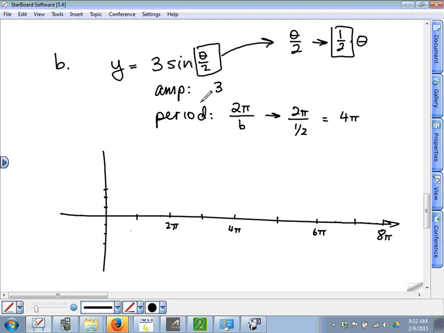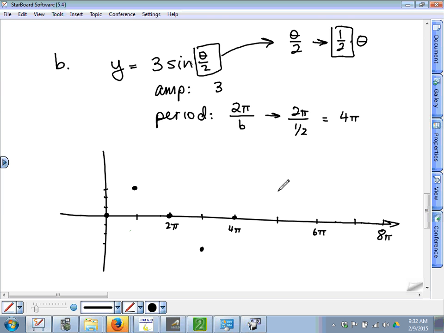Where does the sine function start? 0, 0. Where are we going now? The next tick mark goes up to 3. That's the highest point of its amplitude. And then at 2 pi it comes to 0. Then it goes to its lowest point. And then the cycle ends exactly where it started, at 0. So there's one cycle. Goes up to 3, down to negative 3, back up to 0.